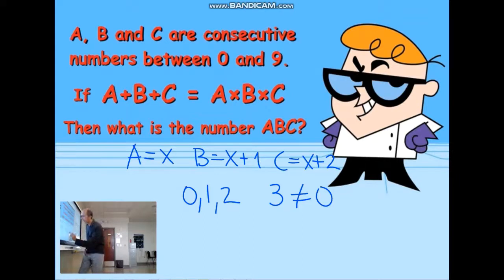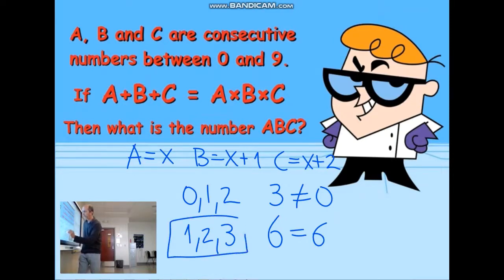Maybe the next: 1, 2, and 3. 1 plus 2 plus 3 is 6. 1 times 2 times 3 is 6. Yes, this is the right answer. 1, 2, 3. So A, B, C is 1, 2, 3. The answer here is 1, 2, 3.